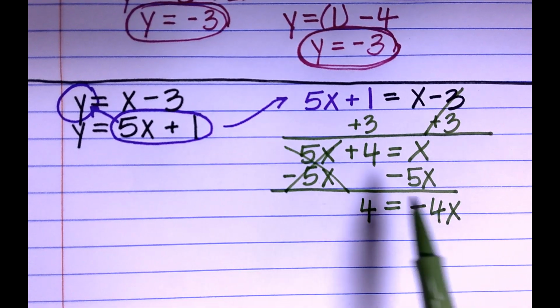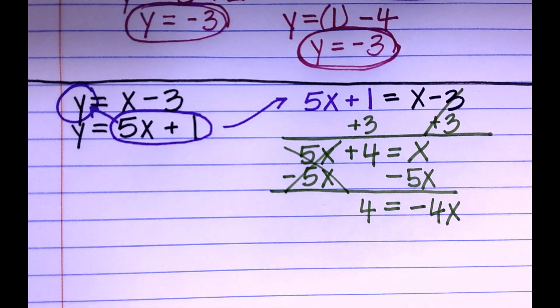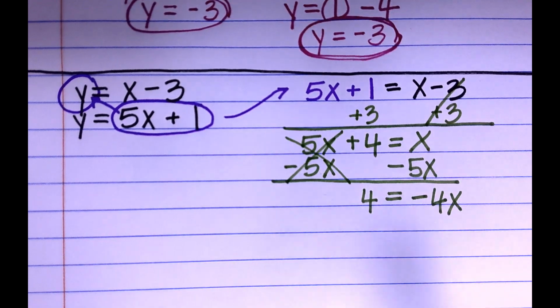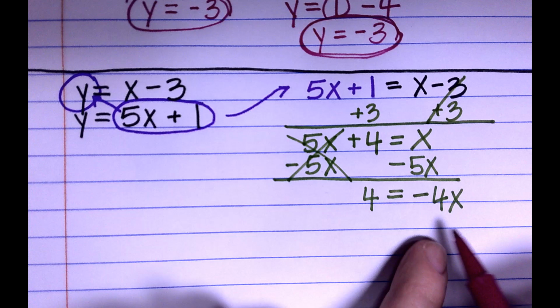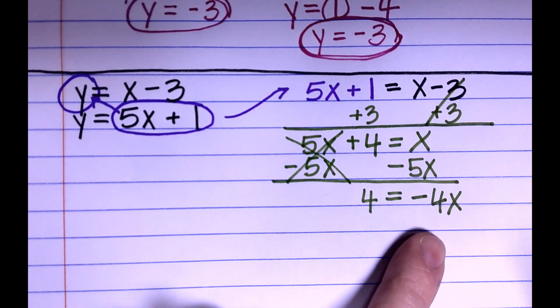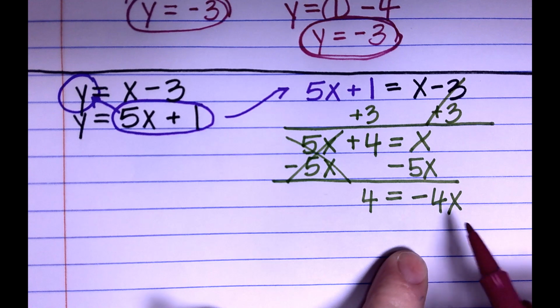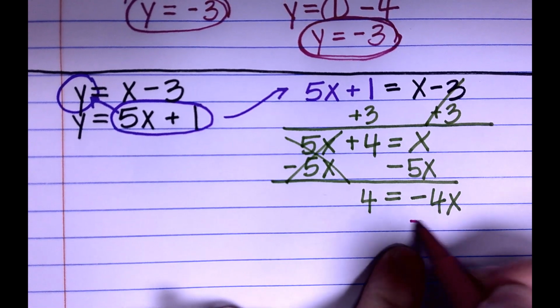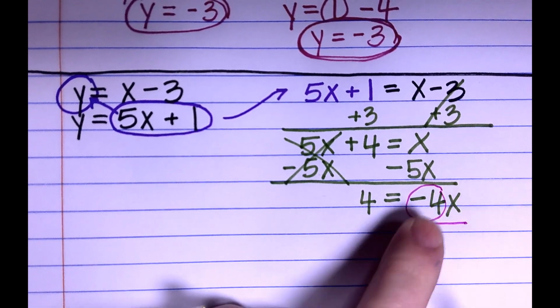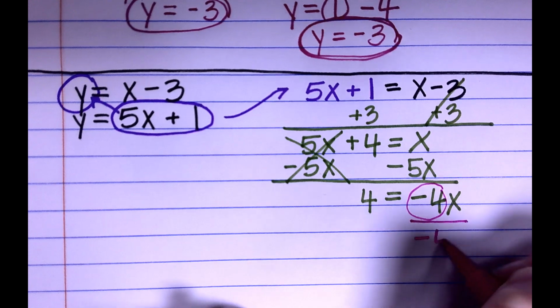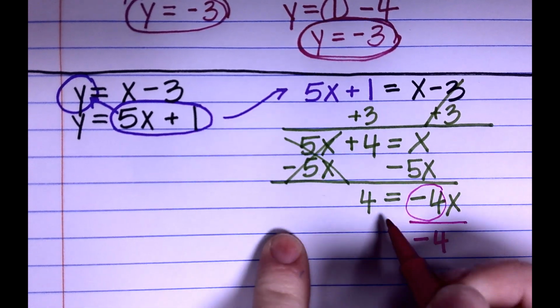Okay, so now what do I do? Divide by what? Divide by 4 or negative 4? Yes, if I divide by 4, technically that would work, but I would have negative x left. I want to solve for x, not negative x. So I want to divide by this whole number that I have here, negative 4. And I want to do that on both sides.